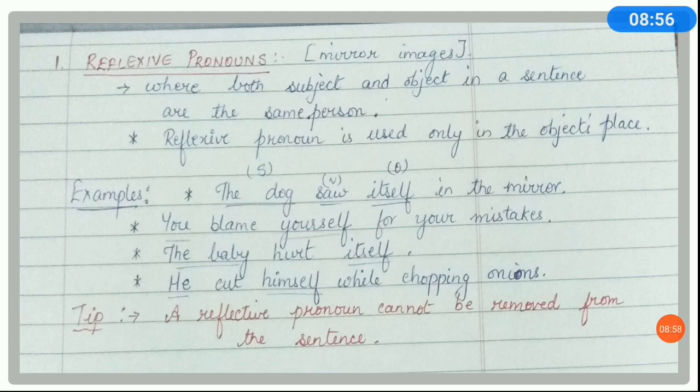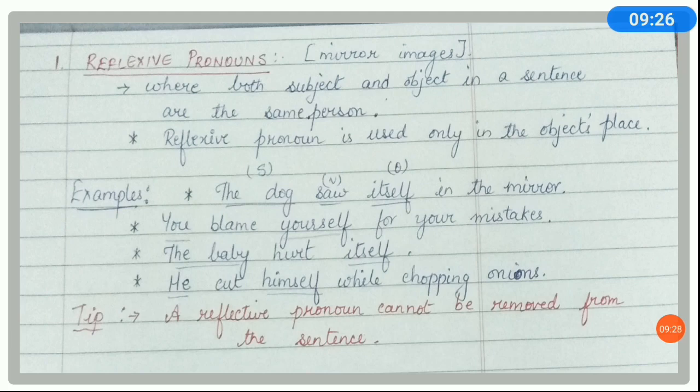Okay. In a sentence, when the doer as well as the receiver are the same person, for example, the subject and the secondary object or the primary object in a sentence are the same, then we call this secondary object a reflexive pronoun. And you should remember that a reflexive pronoun can only be used in the object's place. It cannot be used in the subject's place.